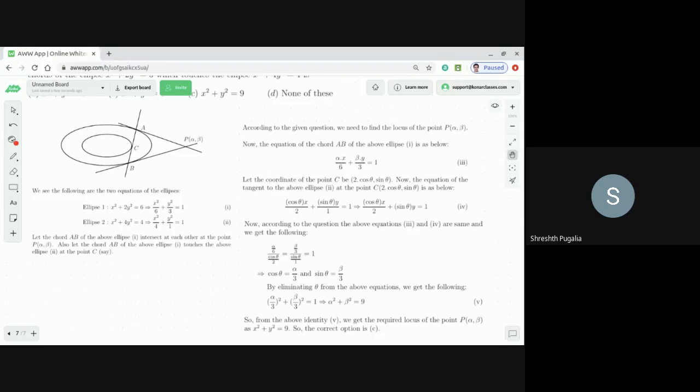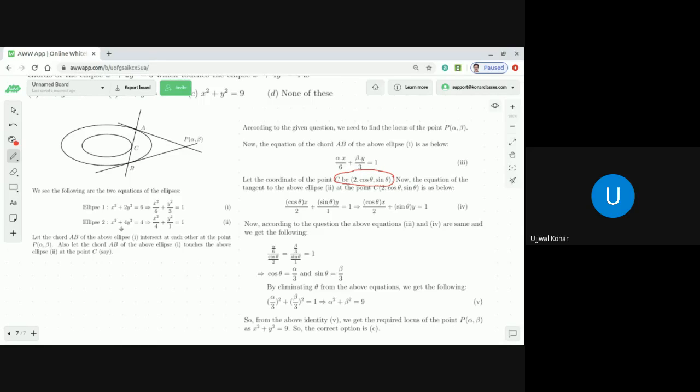Sir, I didn't understand how we got the point C. Okay, good question. Appreciate your question. If I understand correctly, you are asking how I got that coordinate of the point C as this, correct? Yes, sir, this is my question.